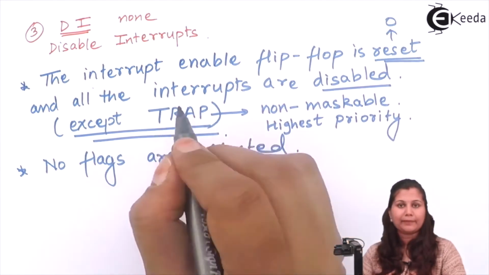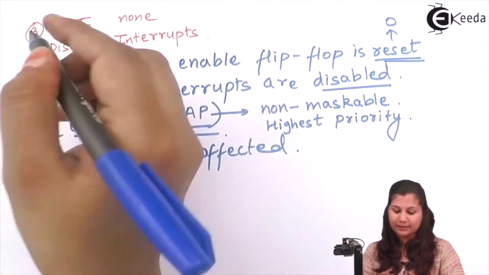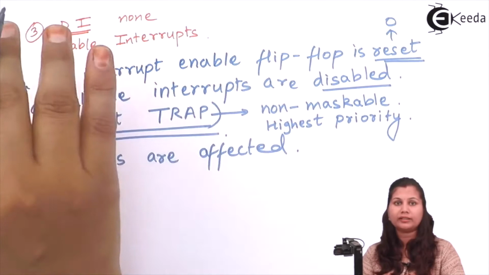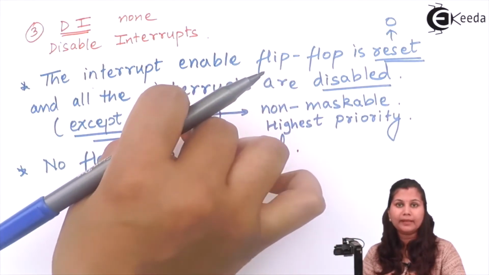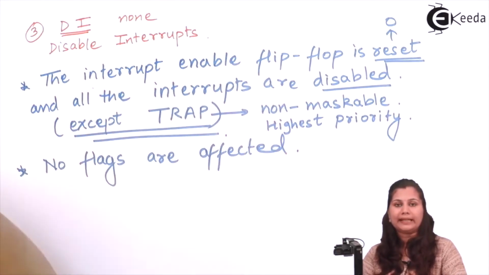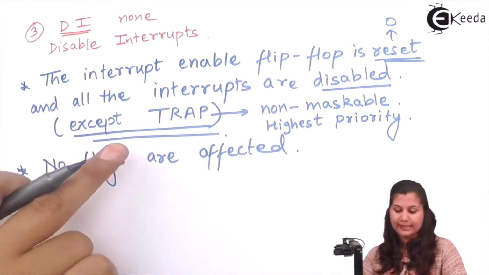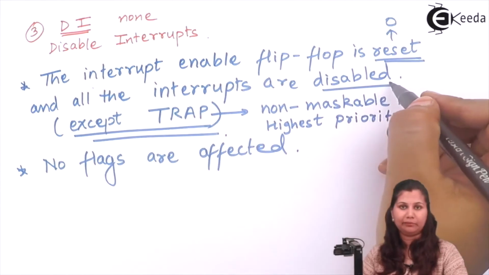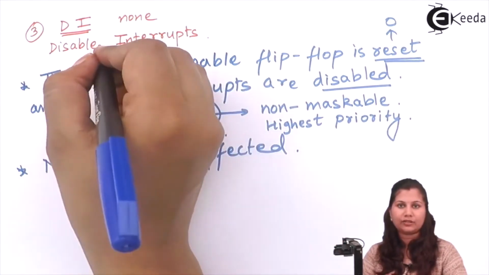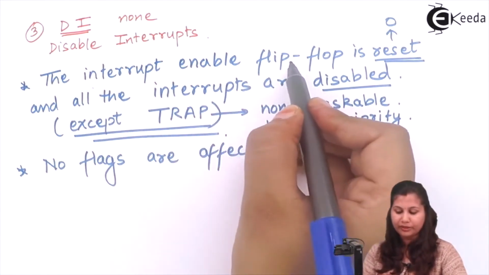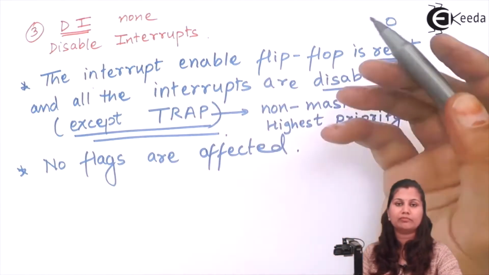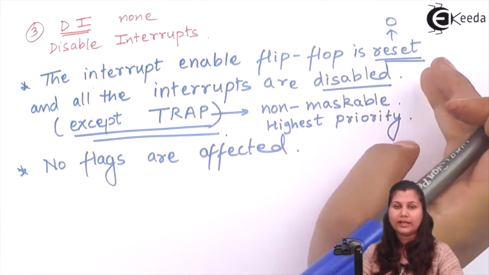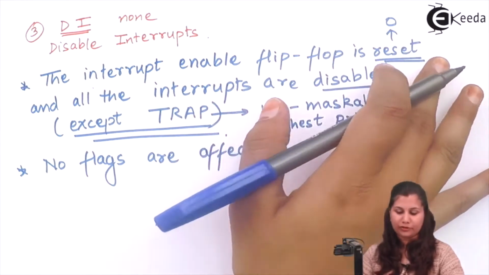having the highest priority. So if TRAP is given to the microprocessor, then this instruction will not disable this TRAP interrupt, it will be executed. But any other interrupt except TRAP, if it is given to the microprocessor, will be disabled due to this DI instruction. And also the interrupt enable flip-flop, its value becomes 0, it is in the reset position.